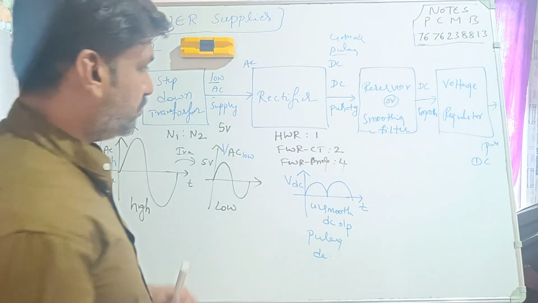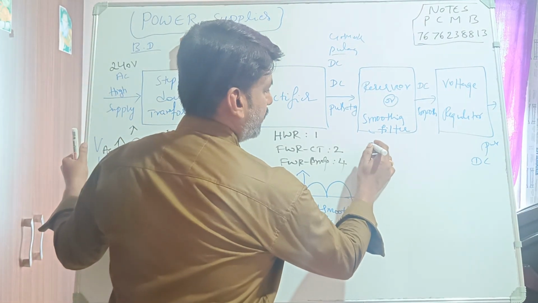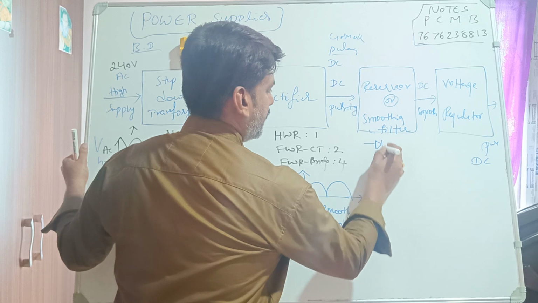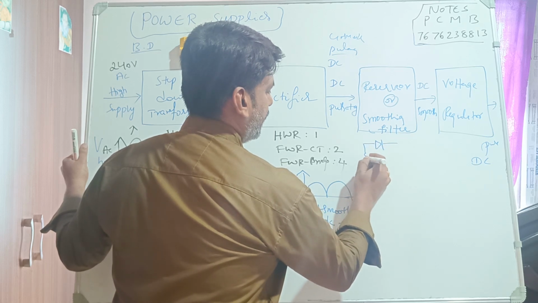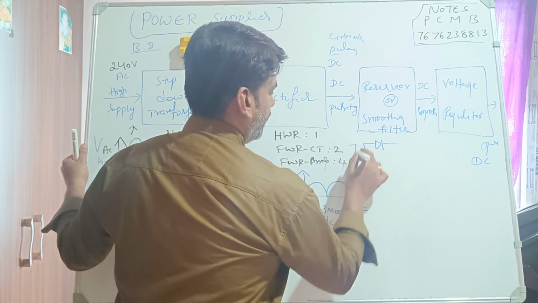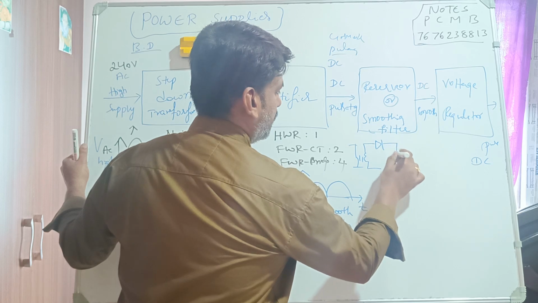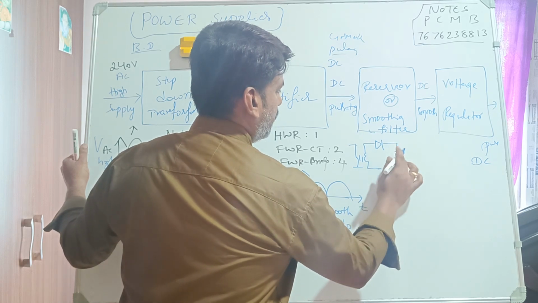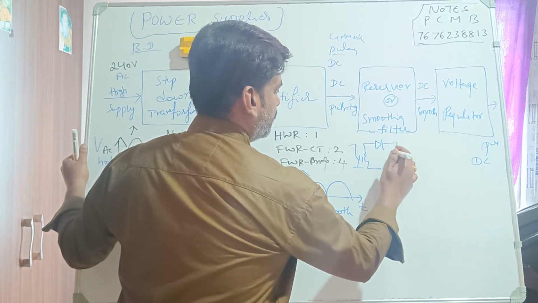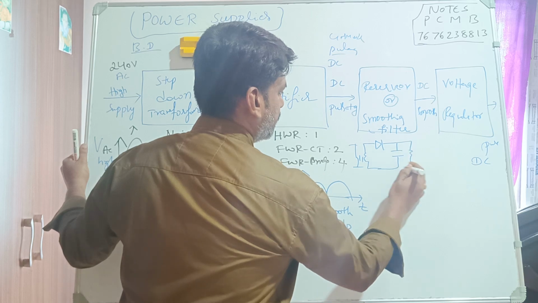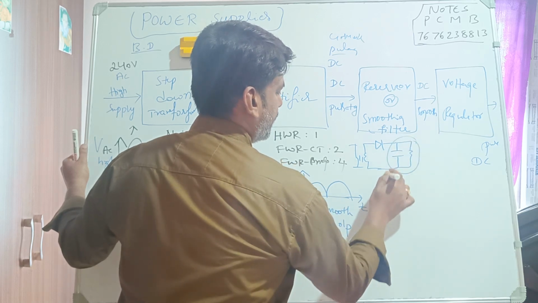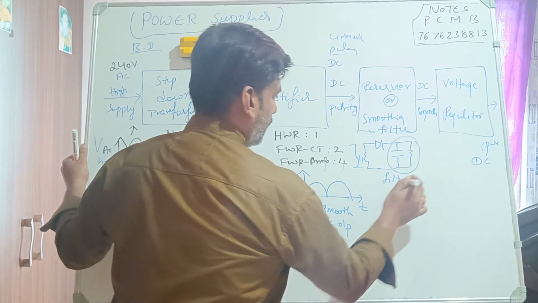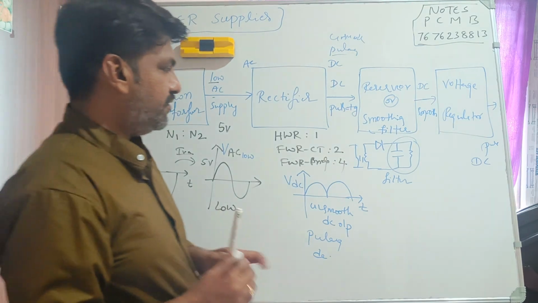So how have we used the smoothing? For example, if I consider the half wave, it is a diode. Here I will be having a transformer AC. So this is connected to load resistance. Before the load resistance, we should use the capacitor, then after that the load resistance. So this is called a filter, right? So what is it going to do?